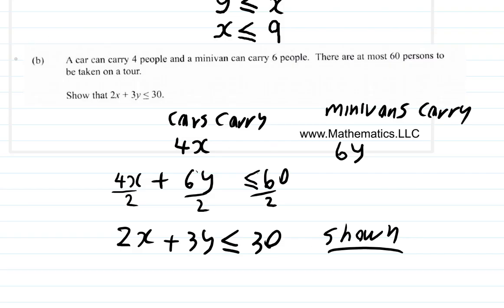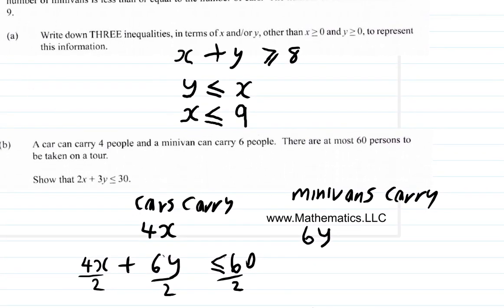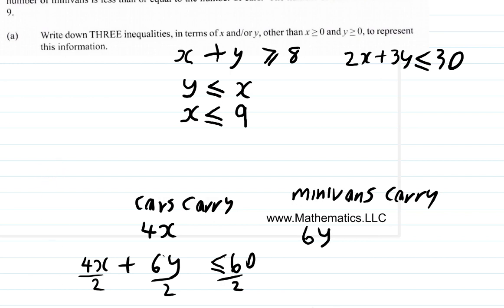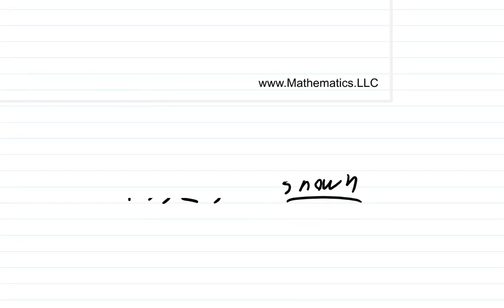Alright, so we have 4 inequalities. One of them is 2x plus 3y is less than or equal to 30. So let's write it up here. 2x plus 3y is less than or equal to 30. Now, it seems like we finished with this part for now, so let's just erase them. What else is under here? Alright, this.